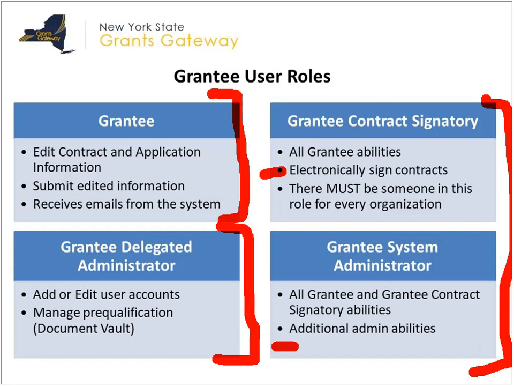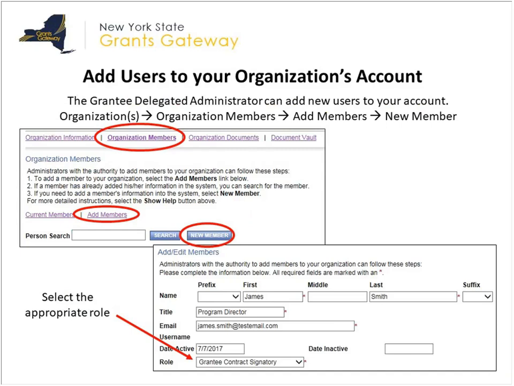All right, so we'll go over to the next slide, which is how to add users. If you are the Grantee Delegated Admin, you would go to your organization information. You would click on a button called Organizations. You'd go to this first circle where it says Organization Members. You'd click Add Members, and then click New Member, and you would fill this out, selecting the appropriate role. In this case, you can see I picked somebody named James Smith. They're a program director, and I gave them the role of Grantee Contract Signatory.